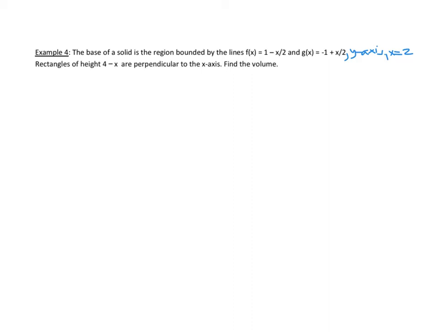First thing that I want you to notice is that we're perpendicular to the x-axis, so we're still using that A of x formula. The second thing is your cross-sections. So they don't say cross-section, but that's what is implied. This is my cross-section right here. And they tell us it's rectangles of height 4 minus x. That's a little bit weird, so let's talk about that in just a second. First thing we're going to do, though, is draw a graph.